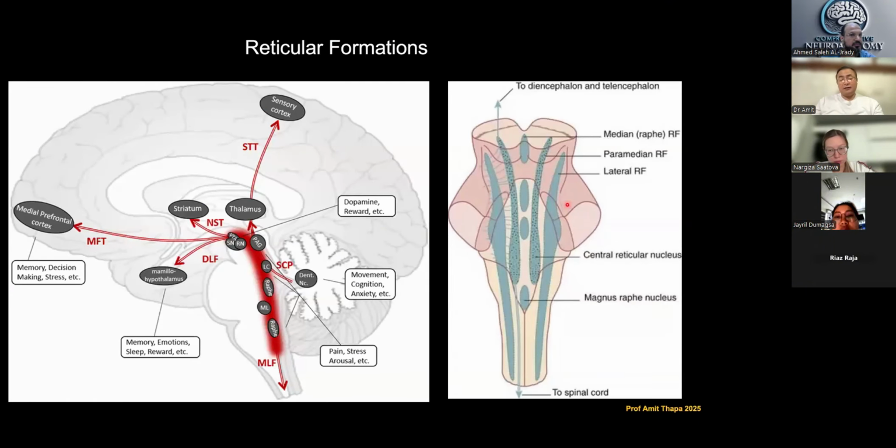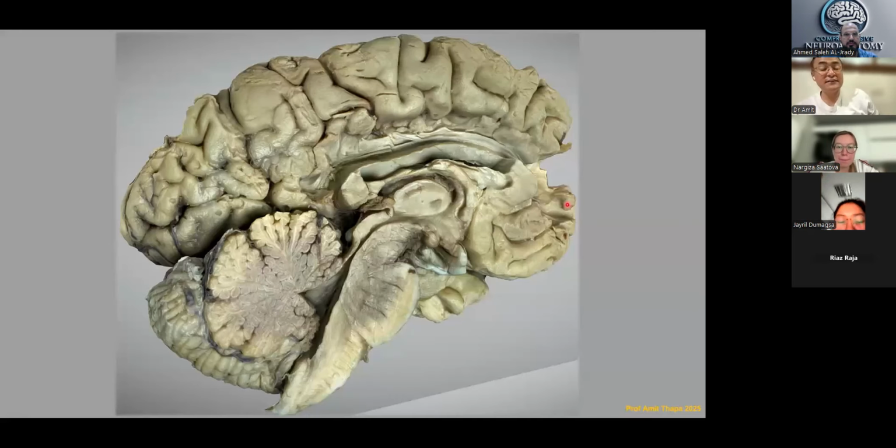So various tracts are hypothesized to exist, including the periaqueductal gray, raphe and medial lemniscus, which project into the sensory cortices through the thalamus, striatum, and medial prefrontal cortices, and many more, the hypothalamus, which activates the memory, emotion, sleep, and reward systems. So these are various tracts which have been found to be flowing through the brainstem so as to give us wakefulness. Now coming to the CSF pathway.